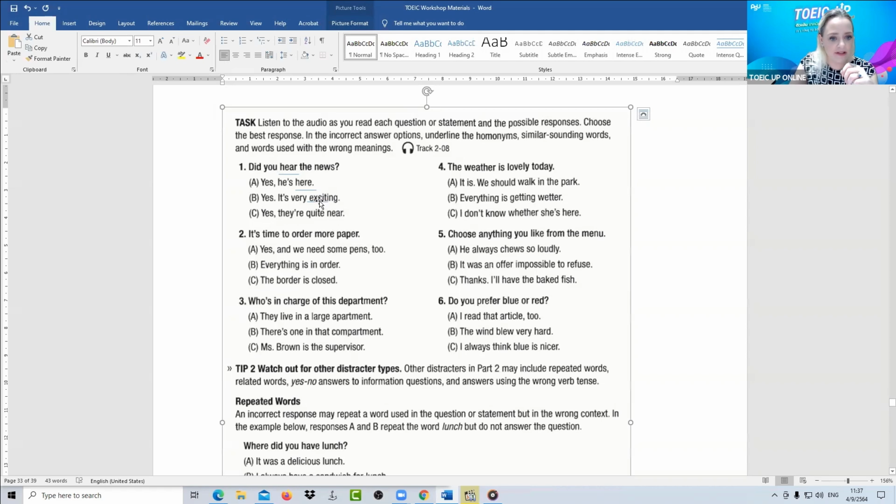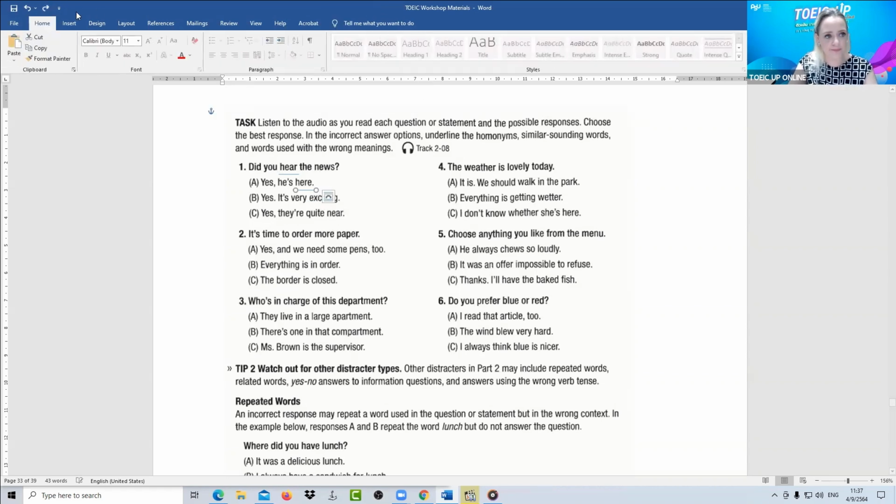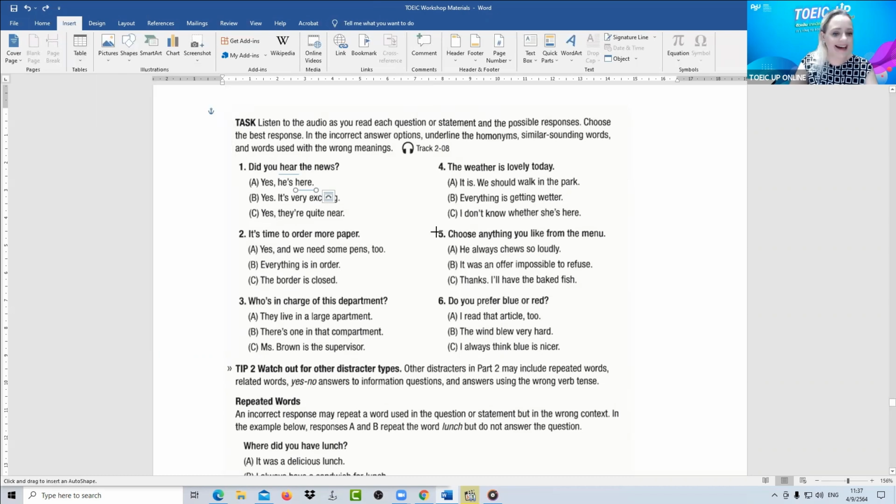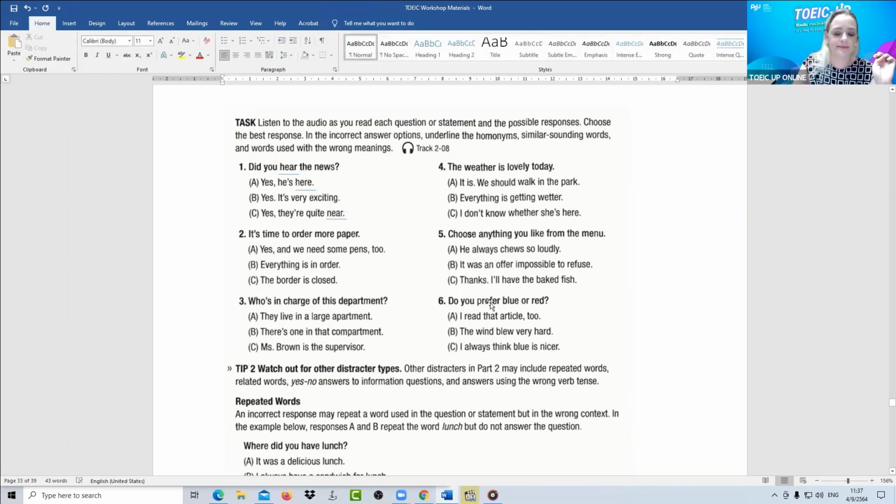So they're using the two words here and near. So what is the answer in this case? B. Yes, it's very exciting. So if you can underline words that sound the same or homonyms, the sentence without any of them in is usually the correct one. So let's go on to number 2.